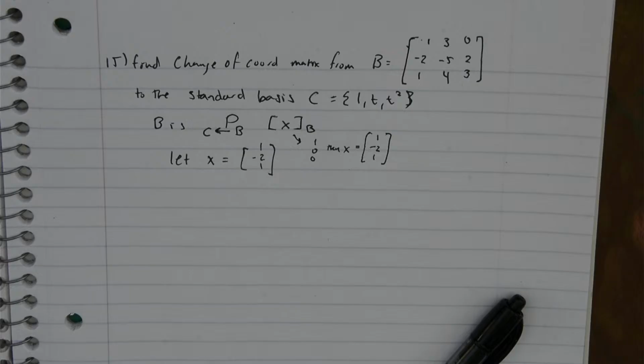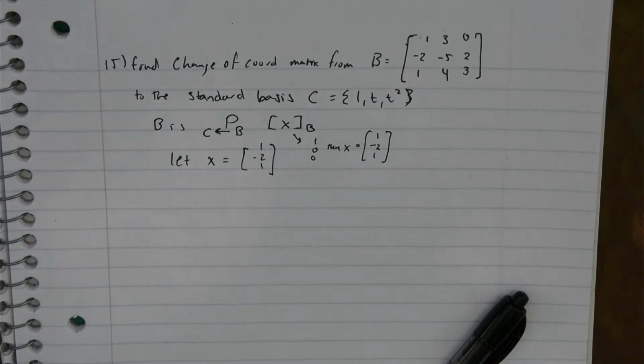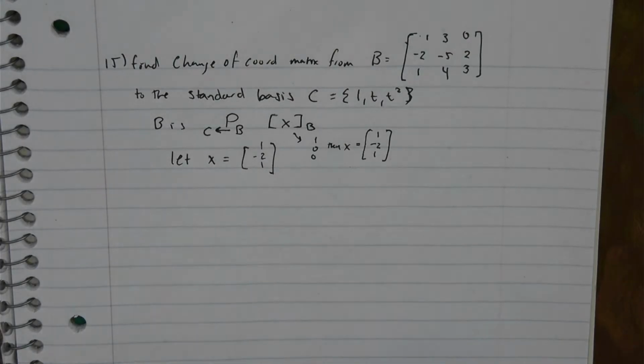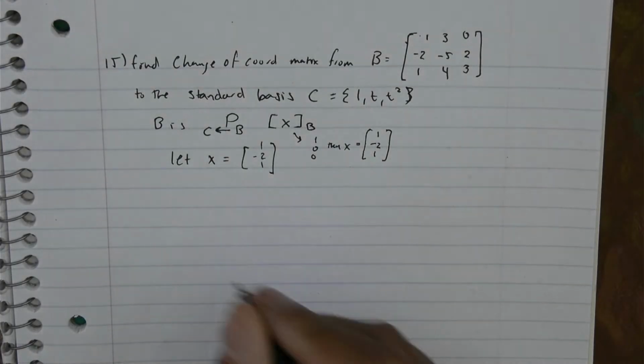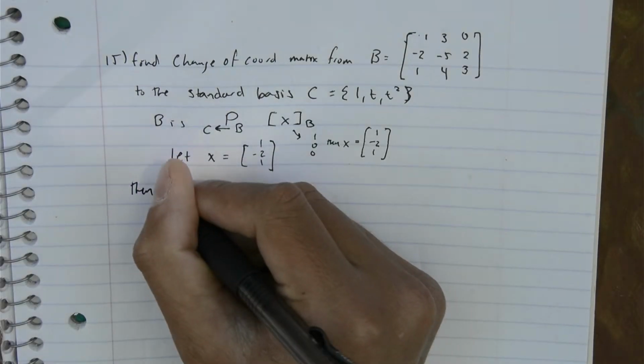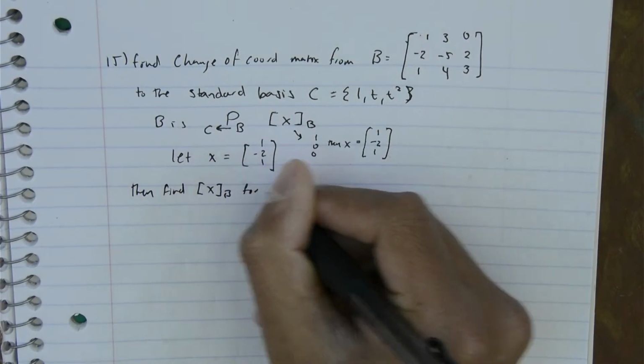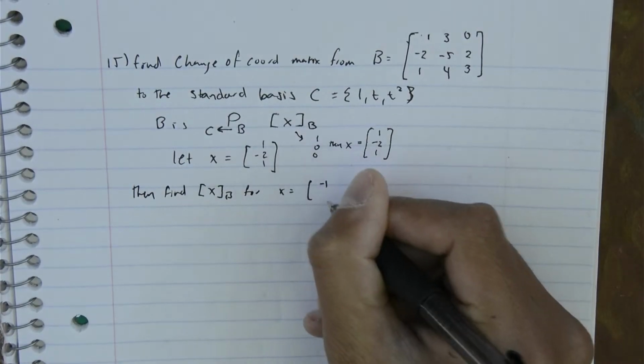Okay, yeah. So 15, you just write these coefficients as columns in a matrix. Then find the B coordinate vector xb for x equal to -1, 2, 0.